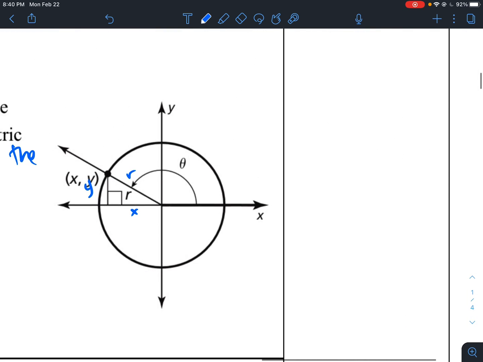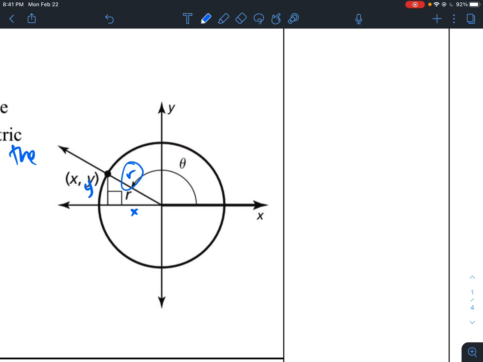Notice also that r is always going to be a number not 0, because we always have a radius. No matter where on this circle we are, we're going to have a radius.